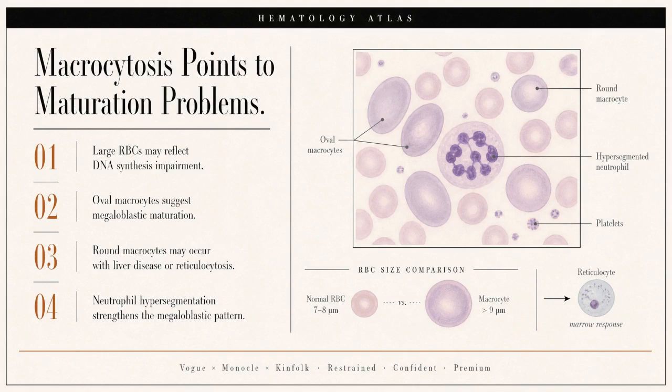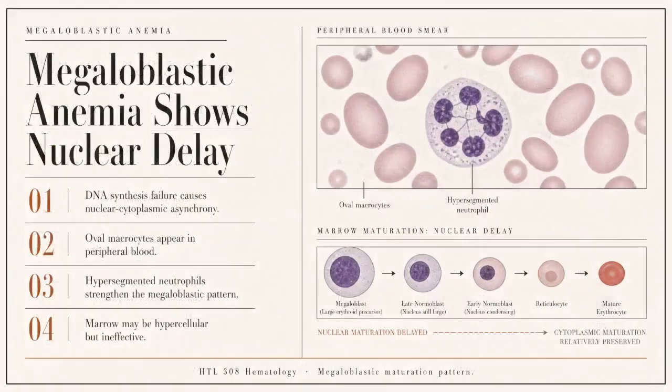Let's dive deeper into megaloblastic anemia, where nuclear delay is the central issue. Megaloblastic anemia is a classic example of a maturation disorder, where the marrow is active but the product is defective. The core problem is impaired DNA synthesis, which causes nuclear cytoplasmic asynchrony. The nucleus matures slowly, while the cytoplasm continues to grow and hemoglobinize. In the bone marrow, you'll see large, abnormal precursors, and the marrow can even be hypercellular. But much of this production is ineffective, meaning cells die before they even reach circulation.